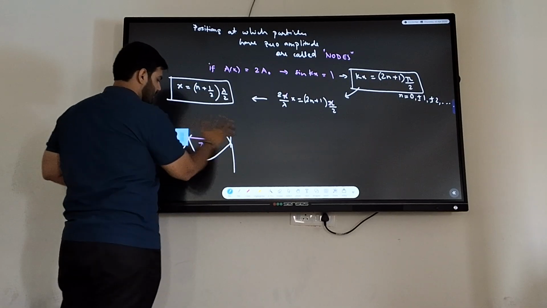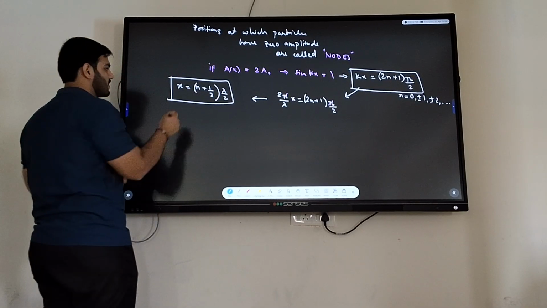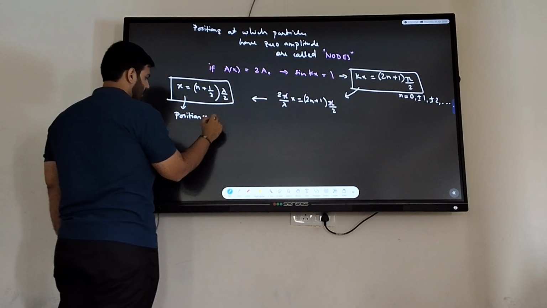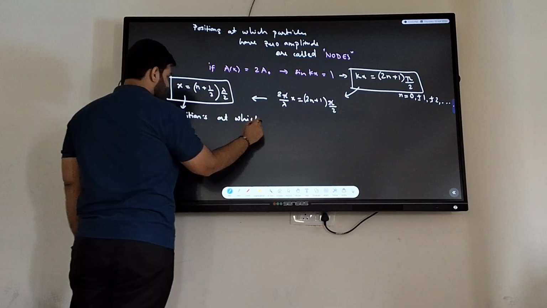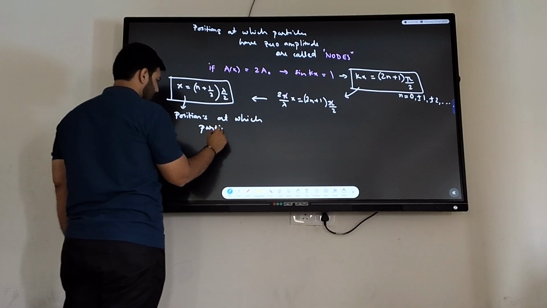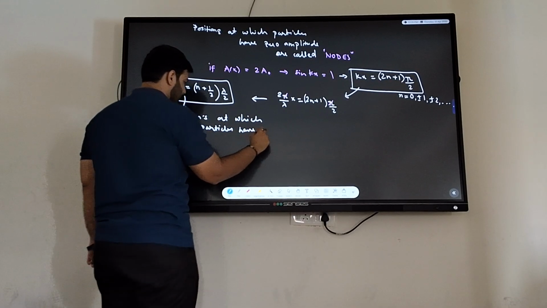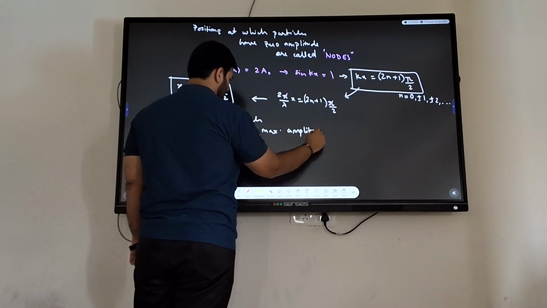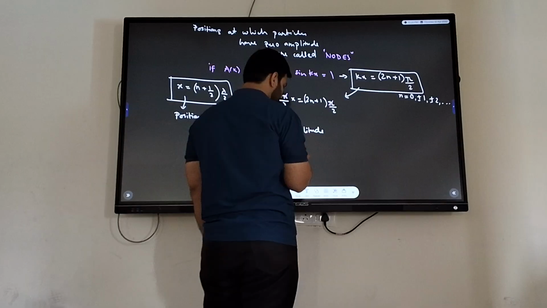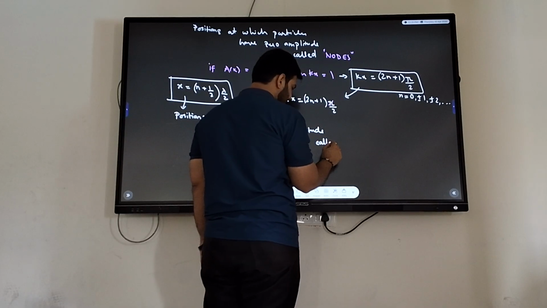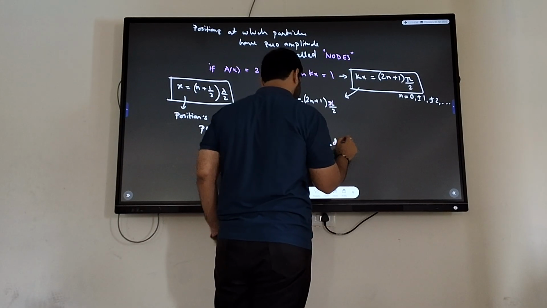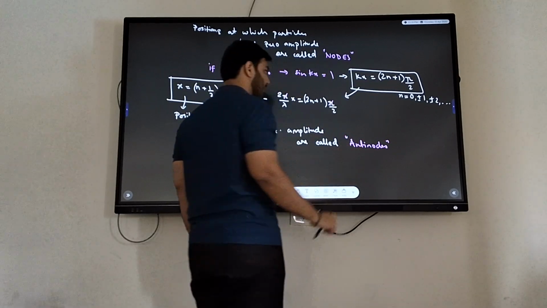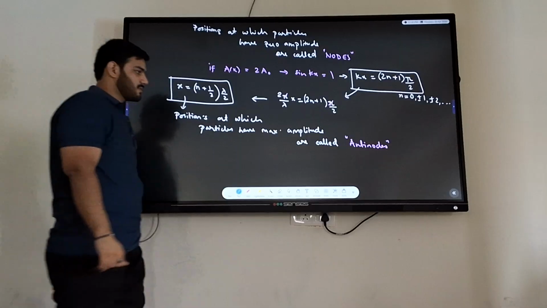Great. Then these positions are called positions at which particles have maximum amplitude. These positions are called antinodes. So पहले nodes, तो antinodes. ठीक है? इसको भी मैं कैप्स में लिख देता हूँ.